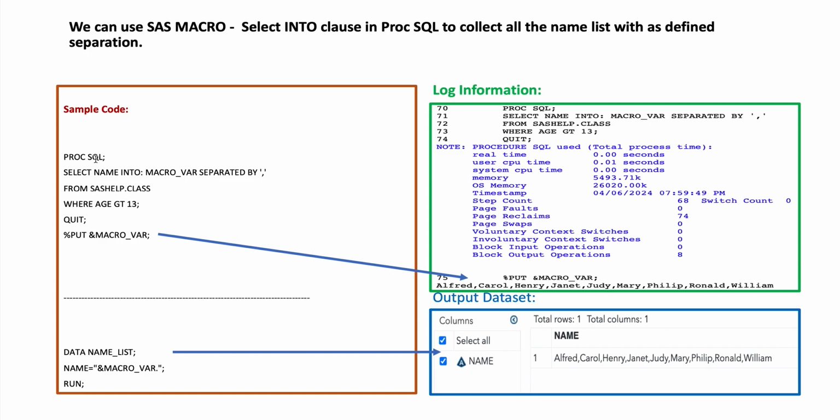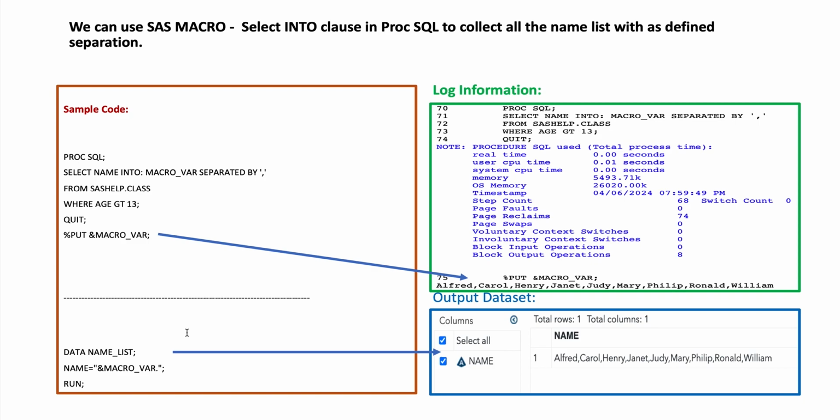When we run this first set of code, then we will get the result information in our log window as shown here. That means all macro variables are resolved. And the result is shown here. All names are separated by comma.